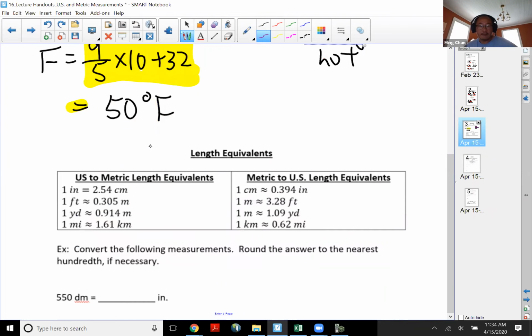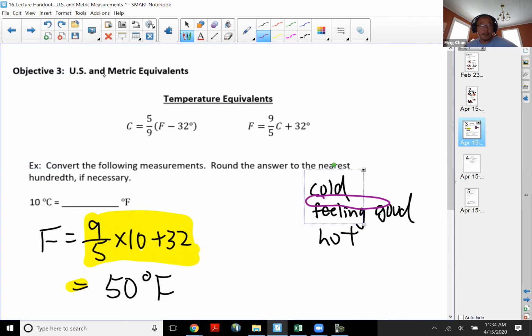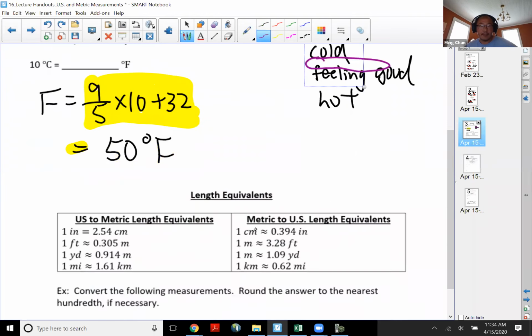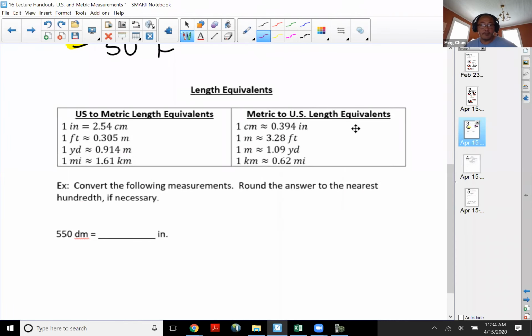All right. So this topic is about US and metric equivalents, okay? So this is actually the US and metric length equivalents. You've seen this chart before back in Math 106. So here it's telling you, okay, we've got two sides of conversion numbers. The left side is starting from US to metric. The right side is metric to US. So how do you know which side to use? Well, that depends on what you're starting off with.